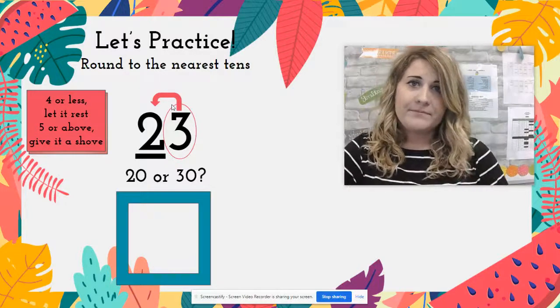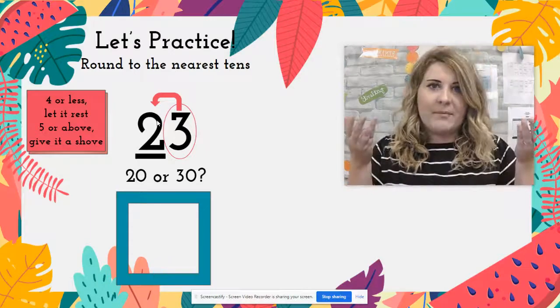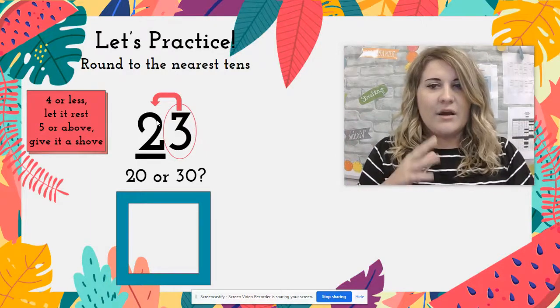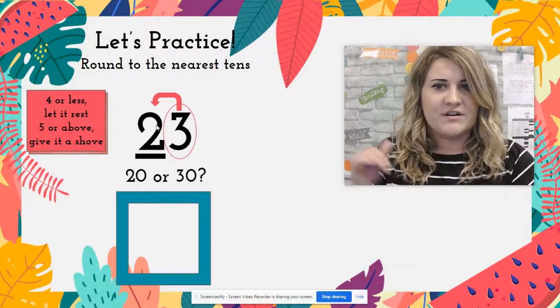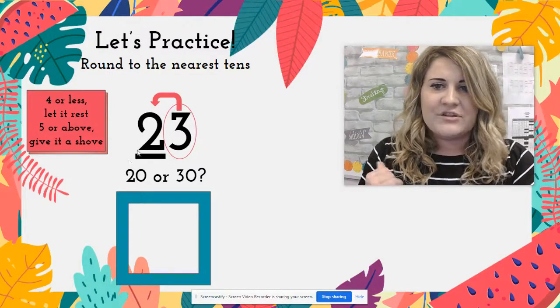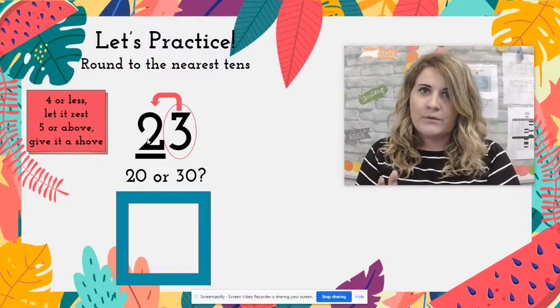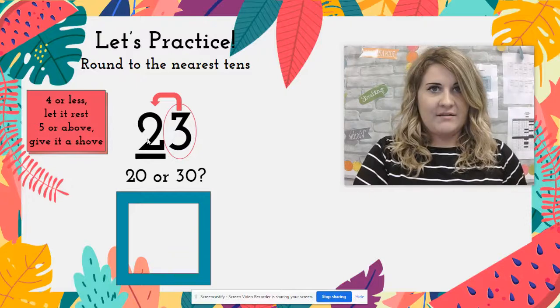Well, today is your moment to shine because the ones place is going to be bossy and tell that 2 what to do. It's going to tell the 2 to either stay a 2 or bump up to a 3. Notice how I didn't say that the 2 is going to bump back. The 2 is nowhere close to 10, is it? The 2 is not going to ever bump back to a 1. No, it's either going to stay a 2 or it's going to change to a 3.